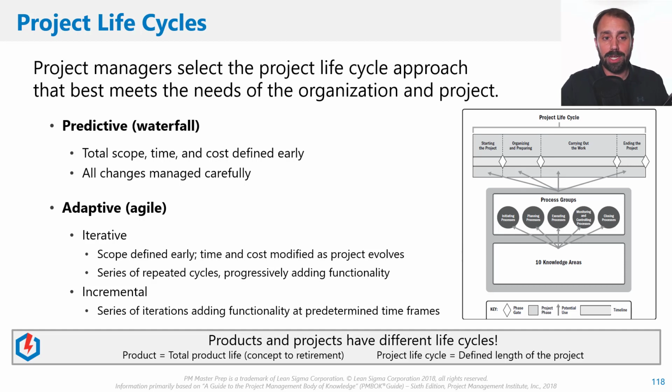Okay, and predictive is the waterfall. That's the traditional method of project management. And so that says that at the beginning of a project, the total scope, time, and cost are defined totally and in depth, and they're defined very, very early. And all changes are managed very, very carefully as we go forth. So right when we start the project, we've projected out totally toward the end where we know everything that's going to be done, and that we've worked out our detailed plans and our costing and everything.